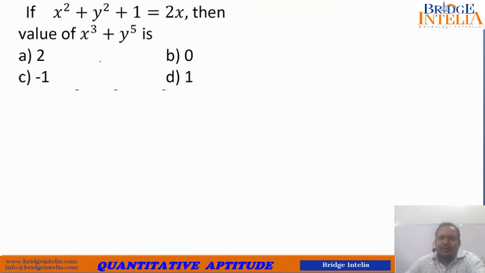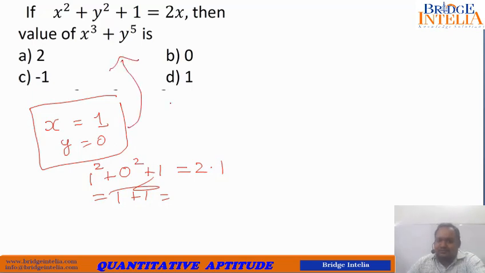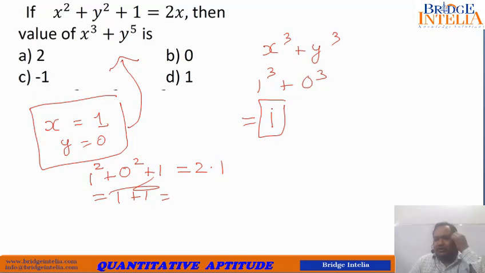Now let's move forward. x square plus y square plus 1 is equal to 2x. If you assume x to be equal to 1 and y to be equal to 0, your choice of dummy values fits the description. Look here carefully. 1 square plus 0 square plus 1, is that actually equal to 2 into 1 or not? Yes, it is. So these values fit the description. Now I am simply going to substitute it here. x cube plus y cube, so 1 cube plus 0 cube comes out to be equal to 1.